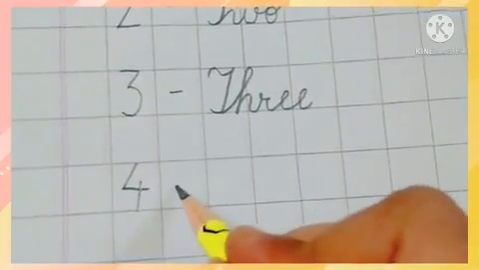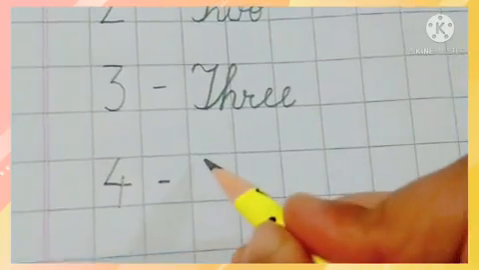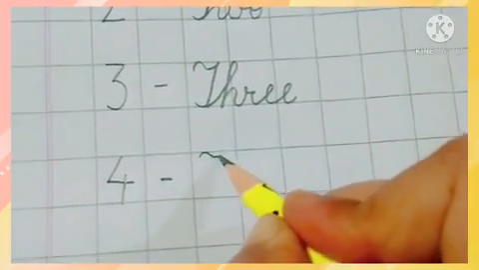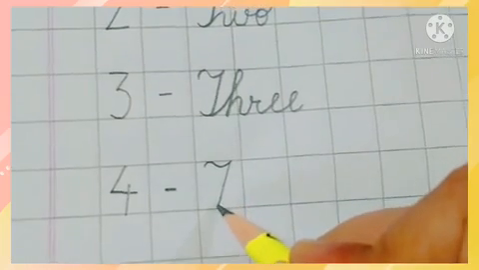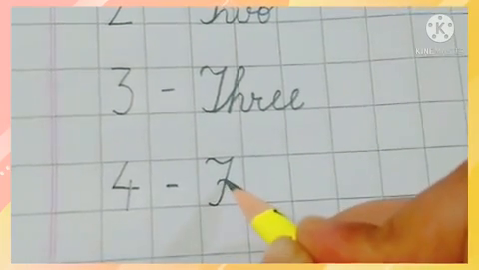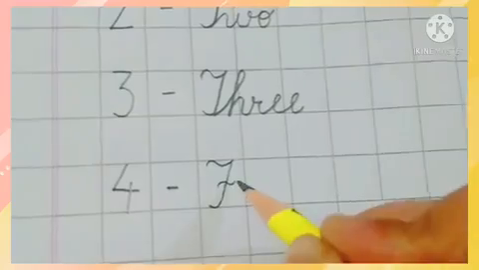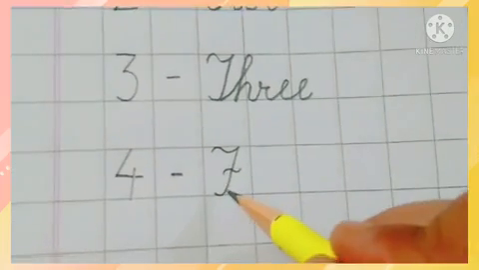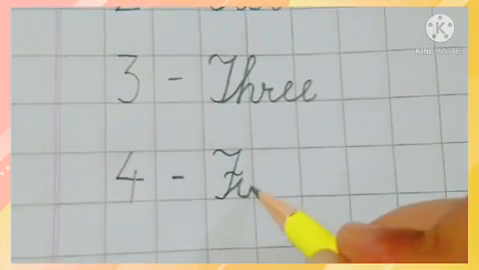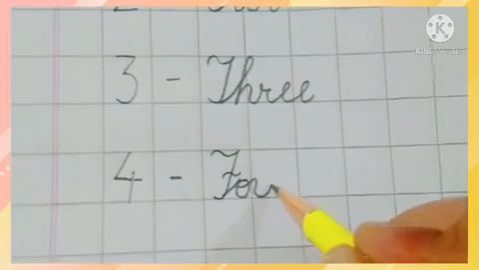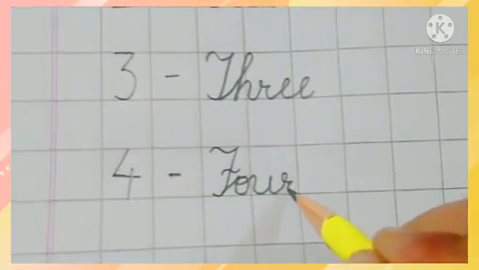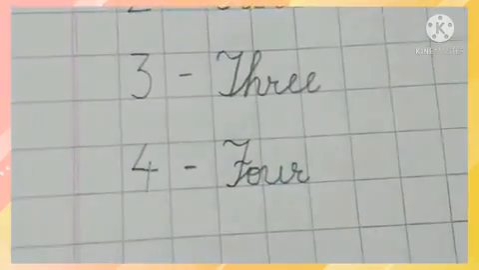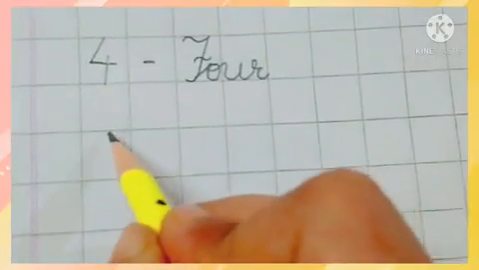Okay. Make a dash and then write spelling of 4. Just like T, you have to make, and then you will cut this T here at the middle of that T. This is F. What is this, children? F. Now F-O-U-R. Spelling is 4. Now write 5.